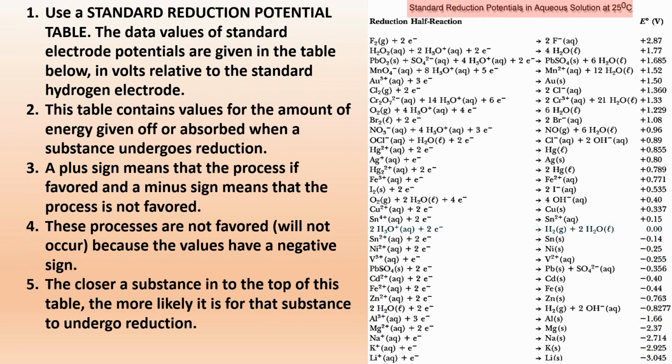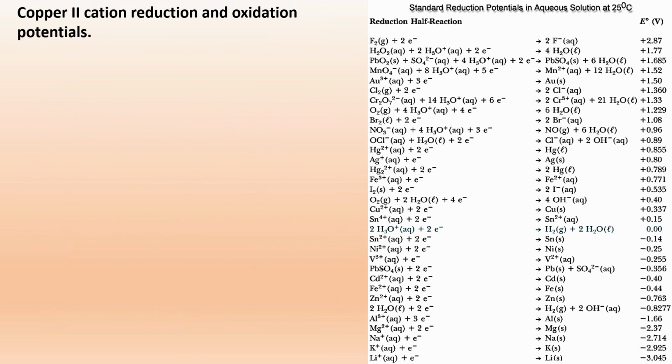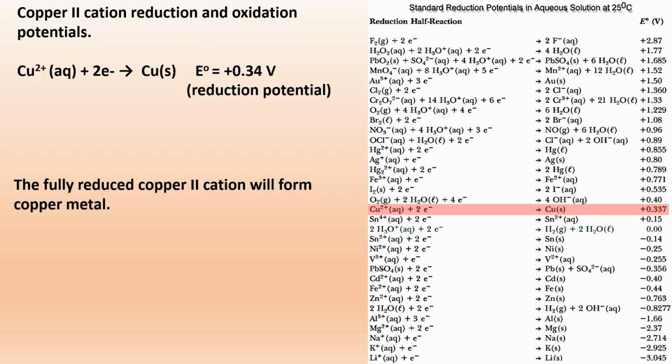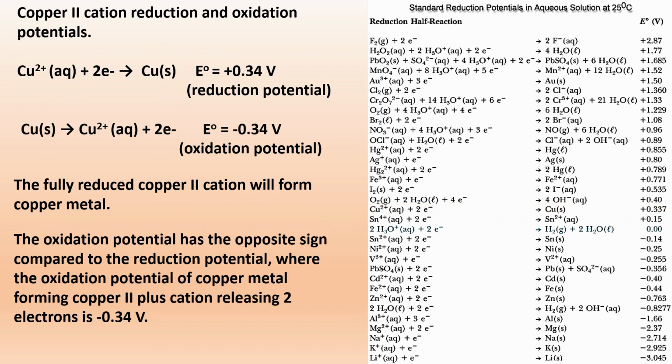The closer a substance is to the top of the table, the more likely it is for that substance to undergo reduction. Let's begin with the reduction and oxidation potentials for copper 2+ cation. Fully reduced copper 2+ cation will form copper metal with a reduction potential of plus 0.34 volts. The oxidation potential has the opposite sign compared to the reduction potential, where the oxidation potential of copper metal forming copper 2+ cation releasing 2 electrons is negative 0.34 volts.